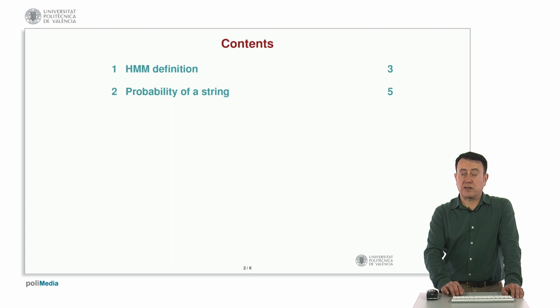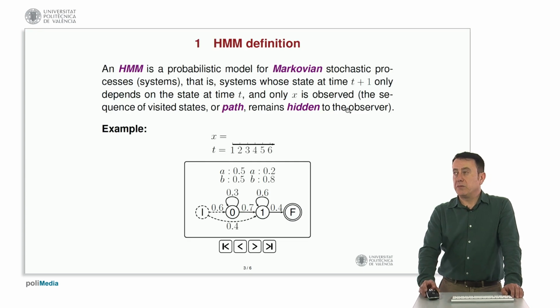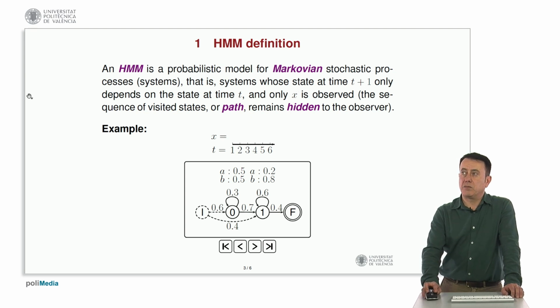The presentation has been structured according to these two main objectives. Okay, HMM definition. An HMM is a probabilistic model for Markovian stochastic processes, that is, systems whose state at time t+1 only depends on the state at time t, and only x is observed. The sequence of visited states, or path, remains hidden to the observer.